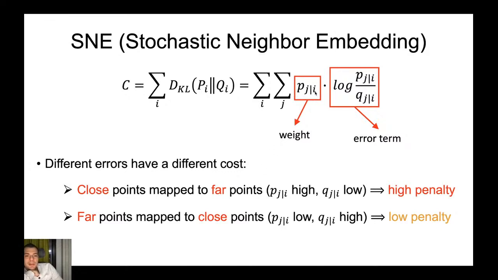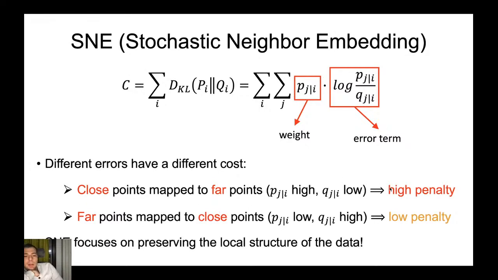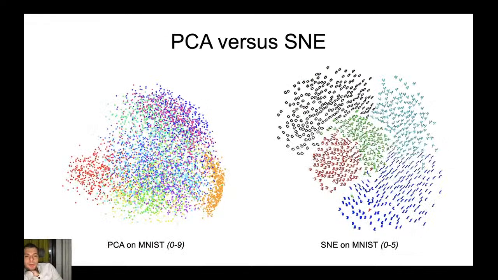So this means that by optimizing this objective, we will make sure that close points are mapped to close points, and we do not care so much what happens to the points that are far away. Okay, so we are focusing on preserving the local structure of the data. So by optimizing this objective, we will obtain what we want.